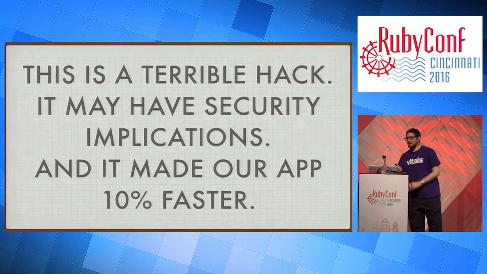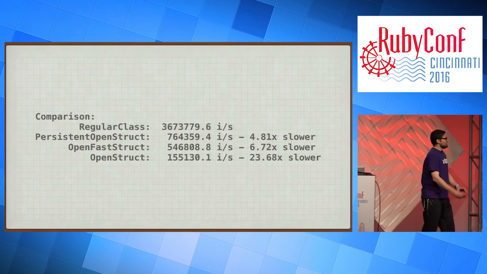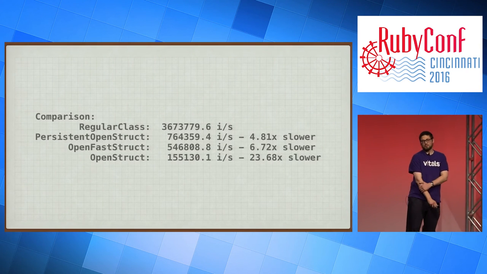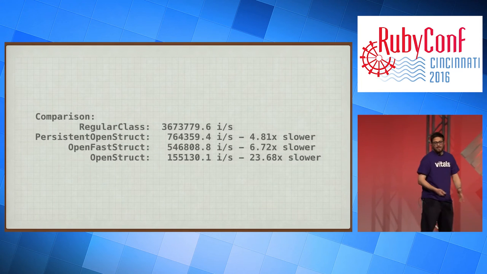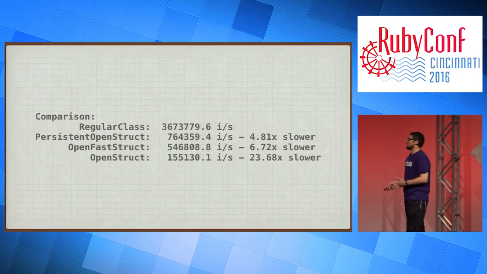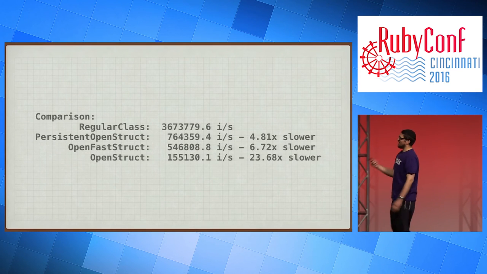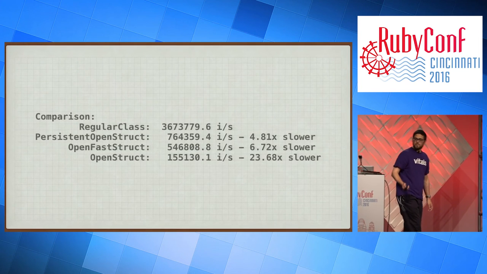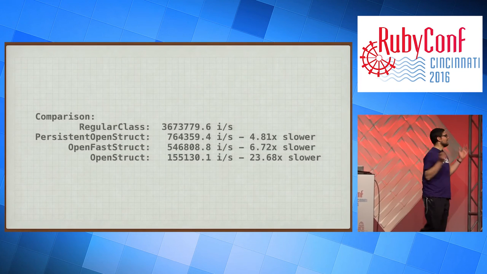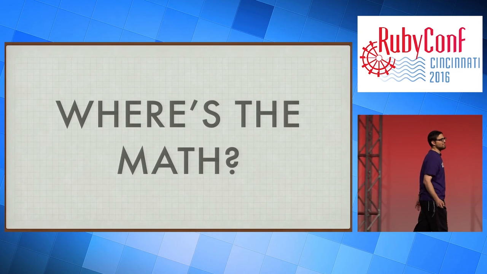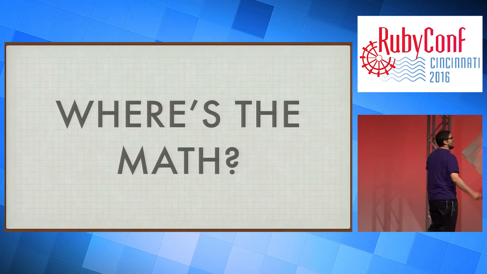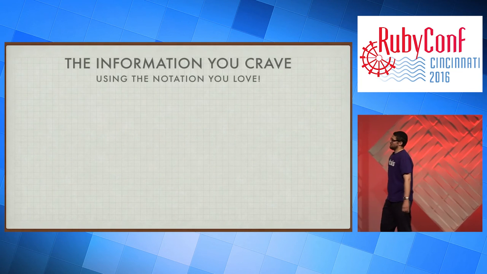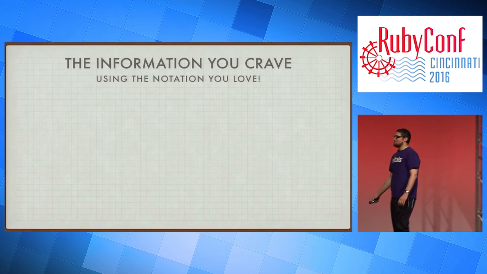If we look at just the solutions themselves, in this benchmark, which I'm not even showing you, honestly, but you can look it up on the persistent OpenStruct repo, in the use case that we're looking at, persistent OpenStruct is about 5 times faster than a standard OpenStruct. It's still about 5 times slower than a regular class, but that is a much, much closer margin. And I know what some of you are thinking: okay, that's nice, looks cool, but I want to see math. I want to see incontrovertible, absolute proof of the supreme superiority of persistent OpenStruct over OpenStruct, and I will give you the information that you crave using Big O notation.